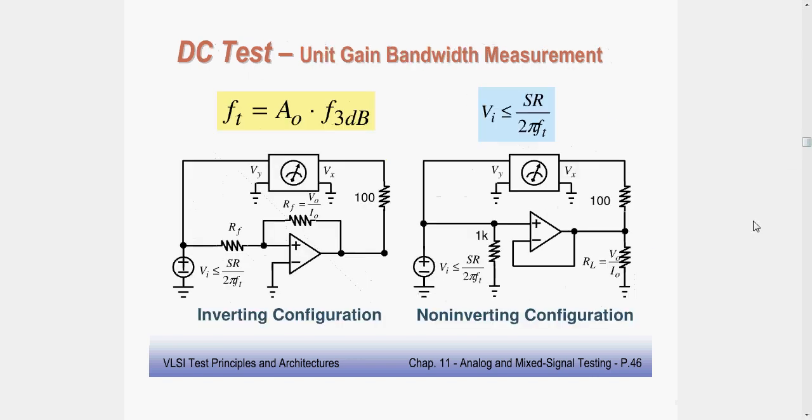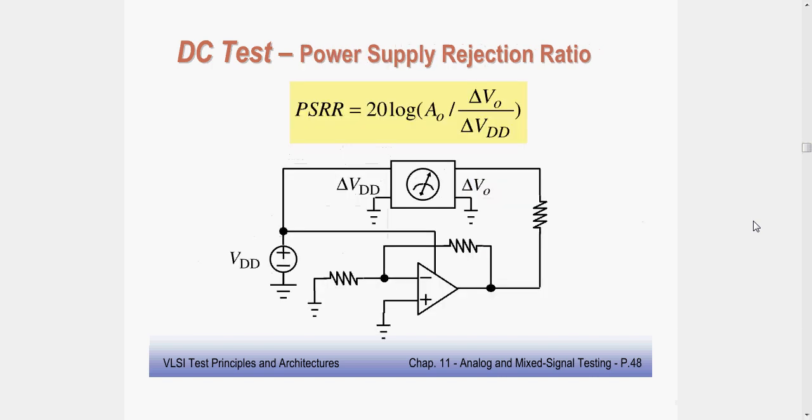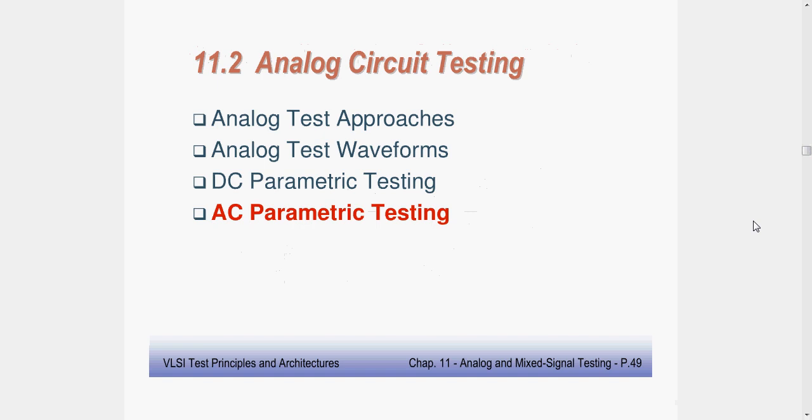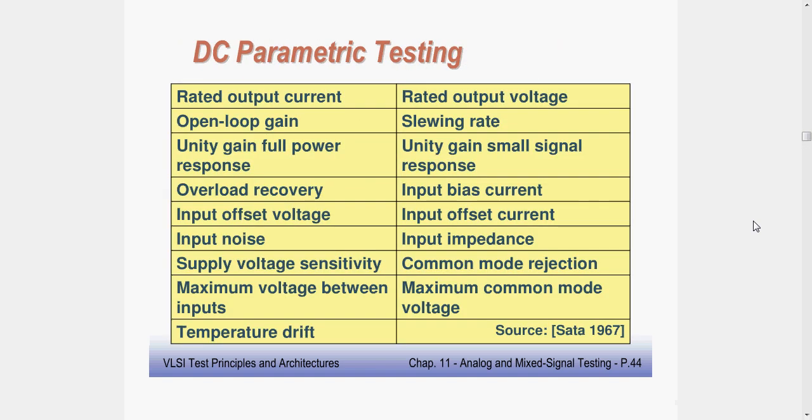Next, unity gain bandwidth measurement. This is used for measuring the bandwidth. Next, there is the common mode rejection ratio and power supply rejection ratio. These particular details are considered for the DC parameter testing that I have shown in the example. These are all the parameters that I have considered for the example of testing an op-amp circuit.